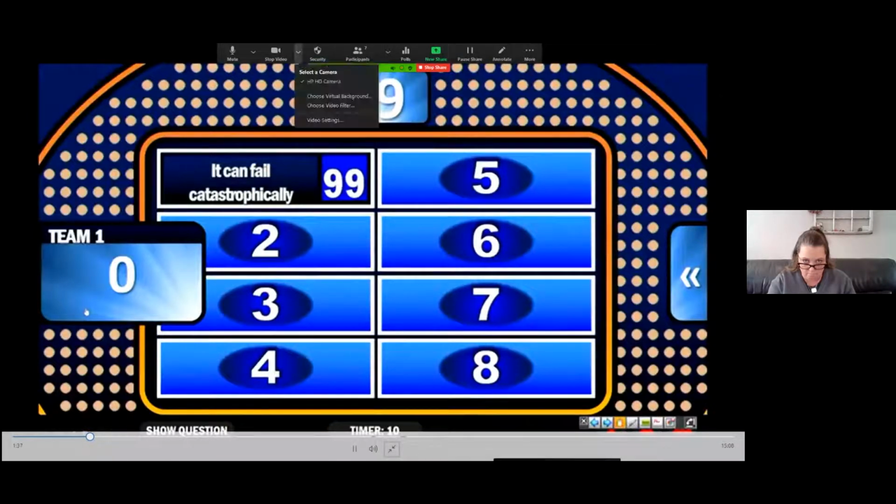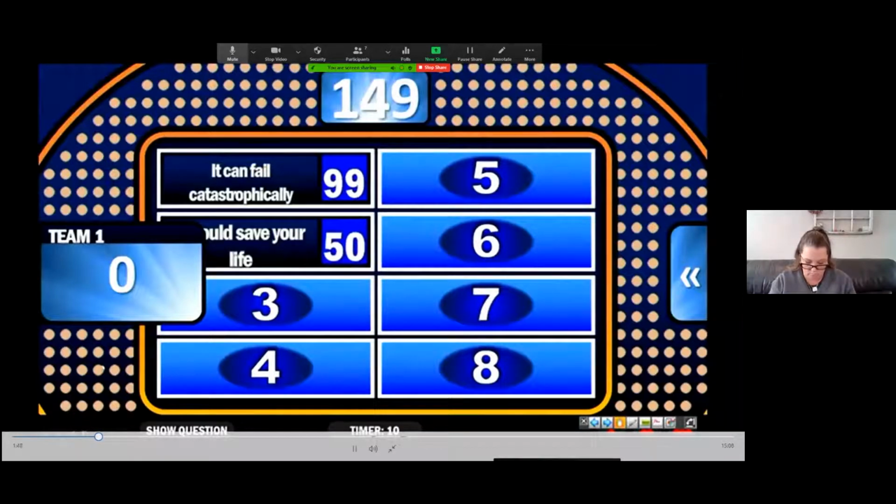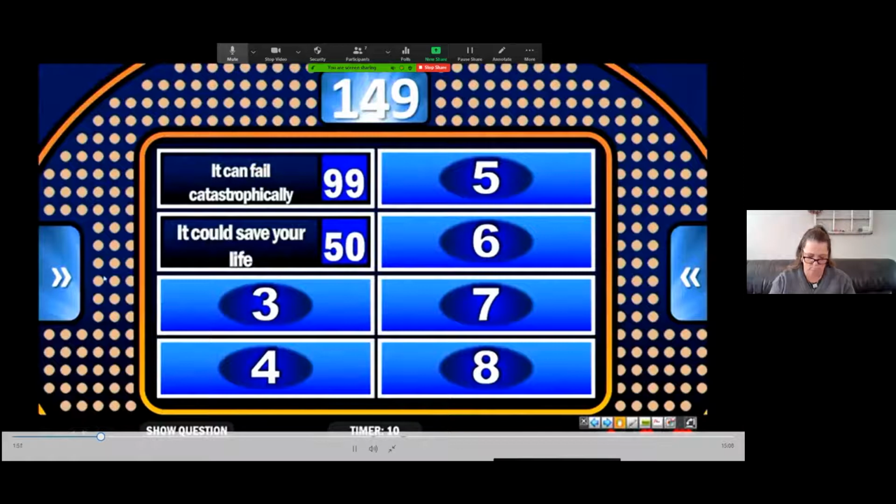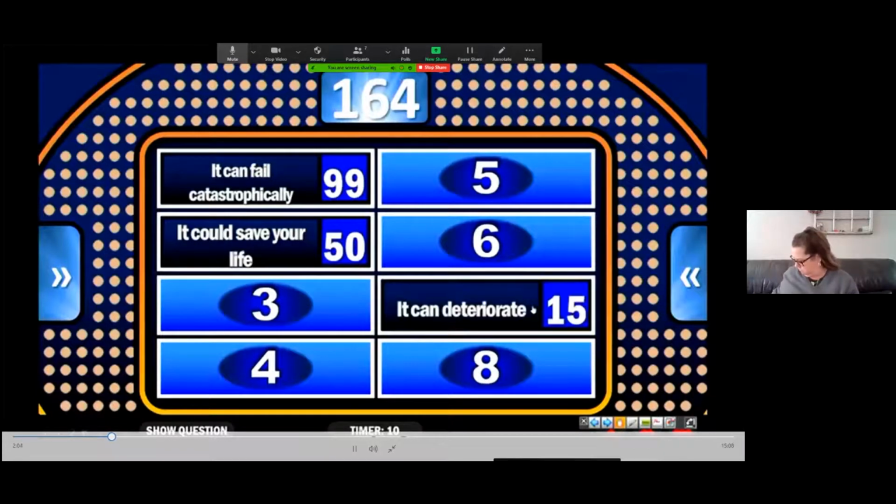Why is it important? Okay, number two. Could save your life, right? You have tornado structures, that's what I was kind of thinking of. All right, team one, why is it important? Durability, yes. Yes, yeah. All right, why is it important? Things need to last, yes.